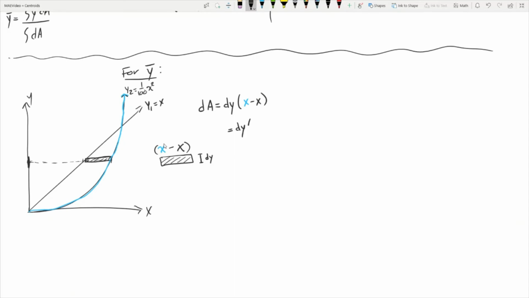So dy, let's write our blue x equation out here. If we want to solve for x here, simply move 100 over, take the square root. So that's now the square root of 100y, minus x. And you can simplify that even further a little bit here.